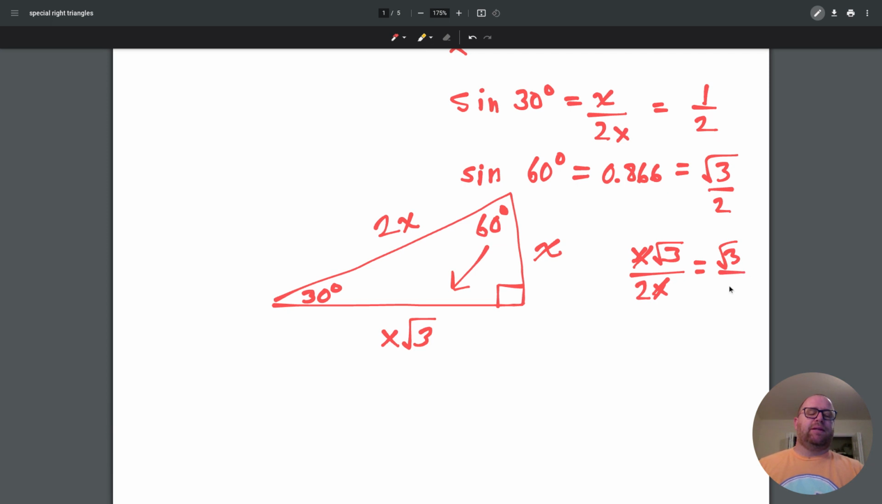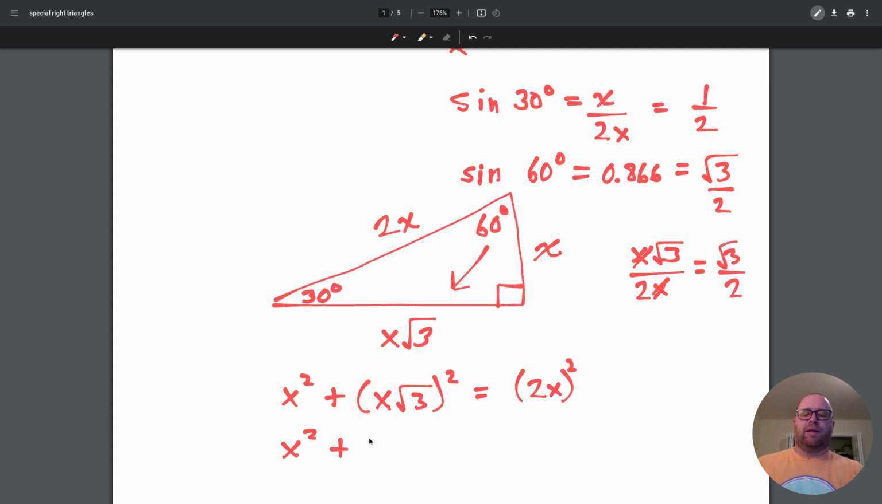That does make sense. We can also think about this in terms of doing the Pythagorean theorem. Does this work out? So we have x squared plus x times the square root of 3, squared. Is that going to equal 2x squared? Let's do it out and see. Okay, so we get x squared. When we square this, we get 3x squared. And when we square this, we get 4x squared. So does x squared plus 3x squared equal 4x squared? Well, yes, it does.